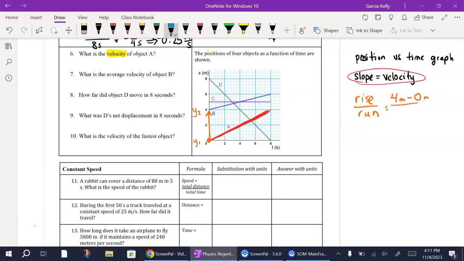In terms of run, we went from 0 to 8. So this would be your x1, x2. So that would be 8 seconds minus 0 seconds. So that your velocity for object A is basically rise 4, run 8, or also 1/2.